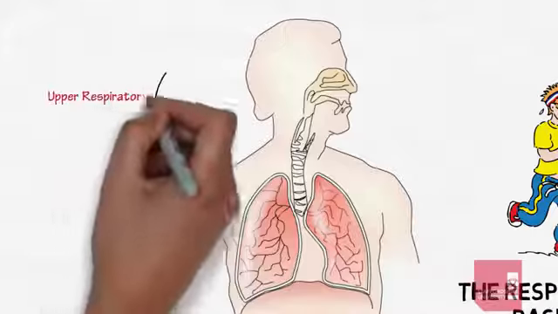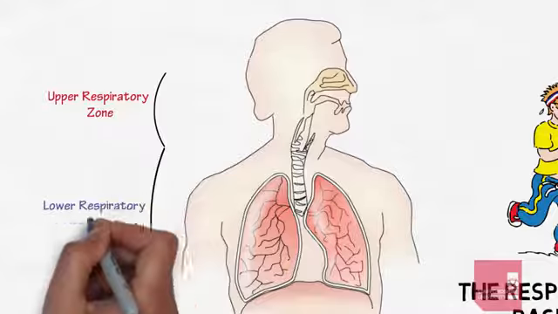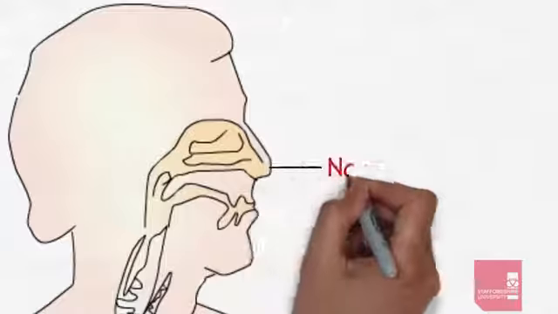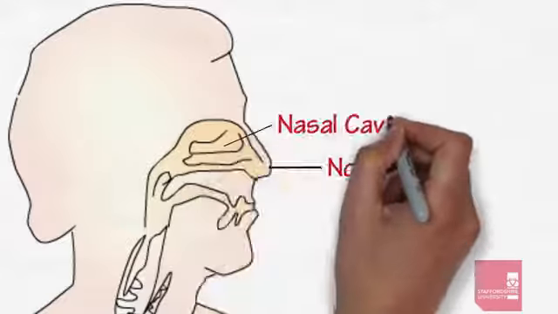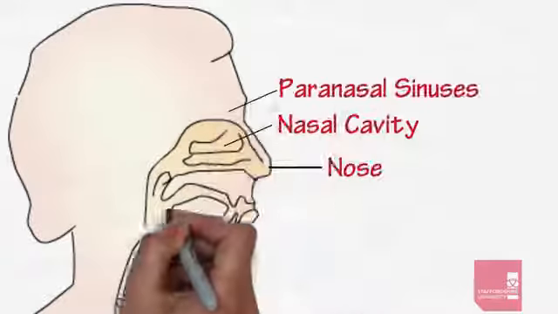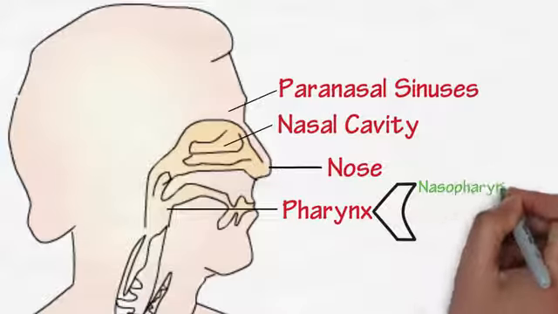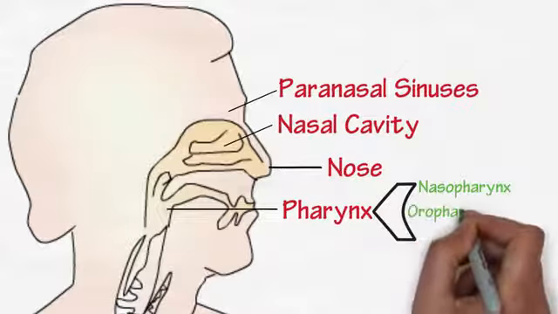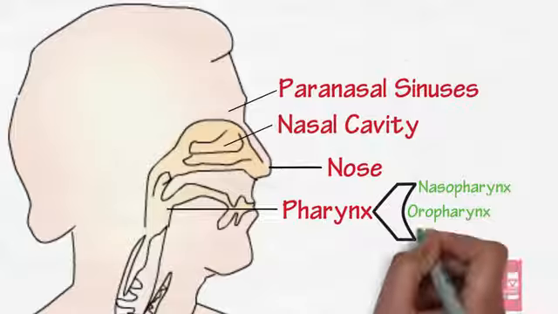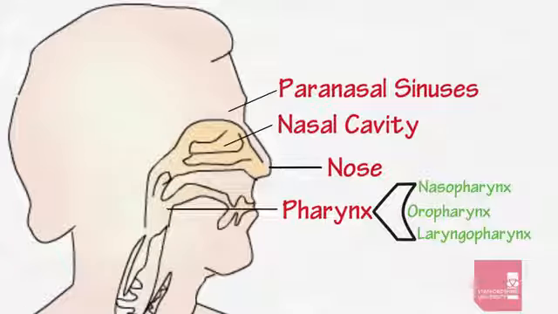The respiratory system can be divided into two areas or zones: the upper respiratory zone and the lower respiratory zone. The upper respiratory zone consists of the nose, the nasal cavity, paranasal sinuses, and the pharynx, which is split into the nasopharynx, posterior to the nasal cavity, the oropharynx, posterior to the oral cavity, and the laryngopharynx, just above the larynx. This zone provides a filtering, warming and humidifying service to help protect the delicate surfaces lower down in the respiratory tract.